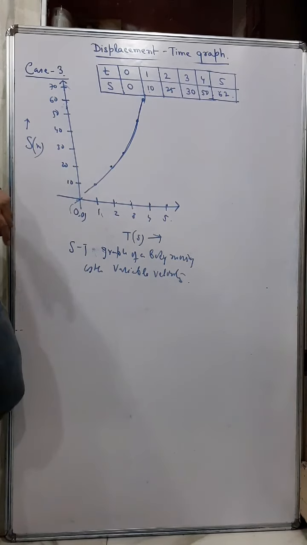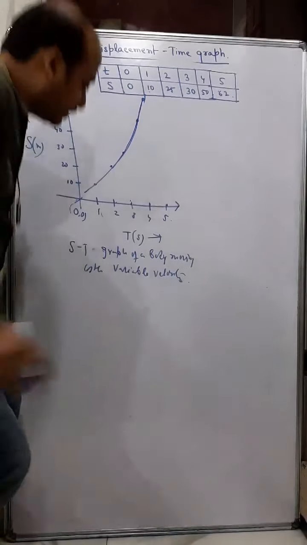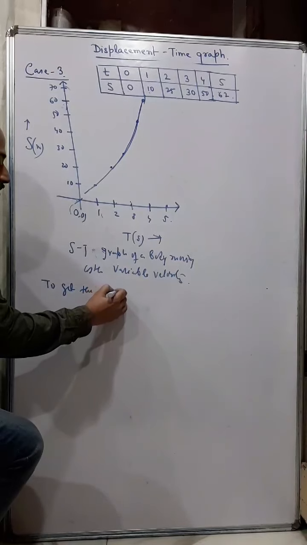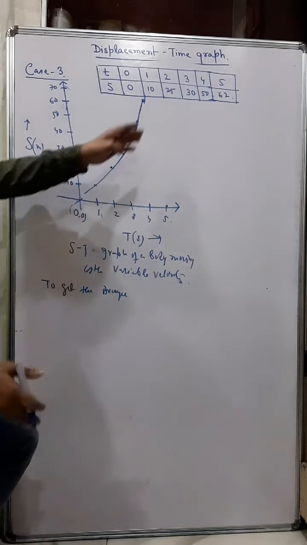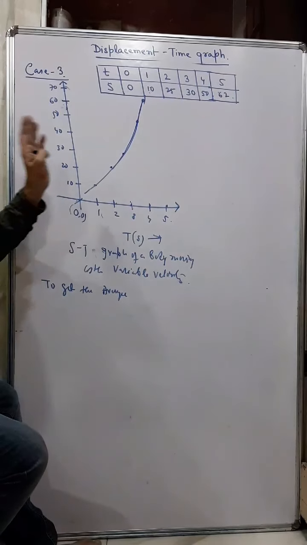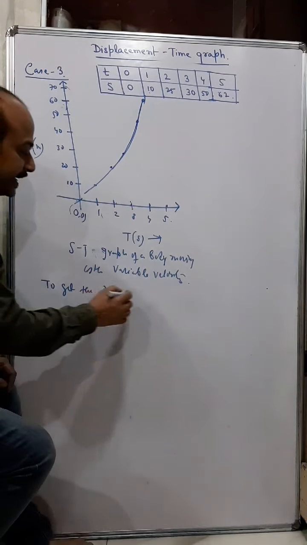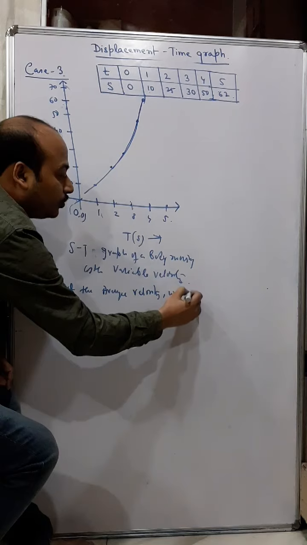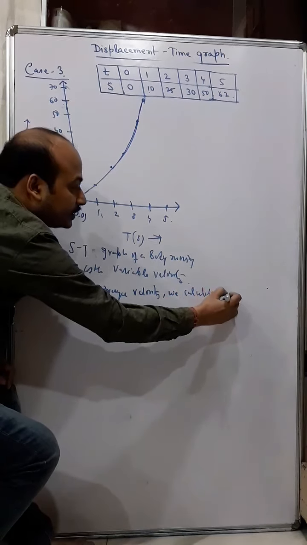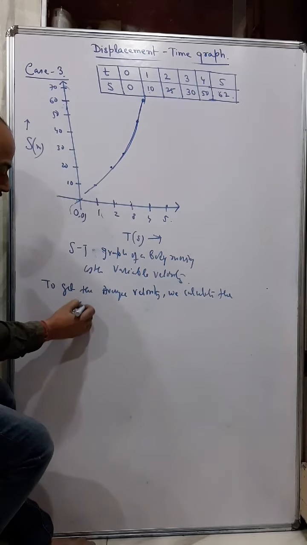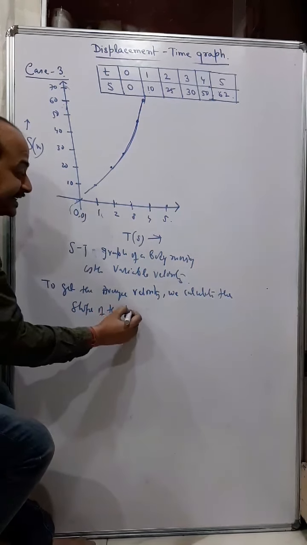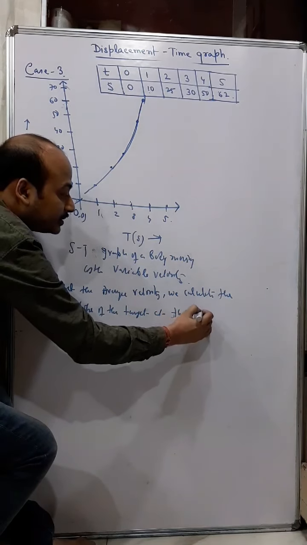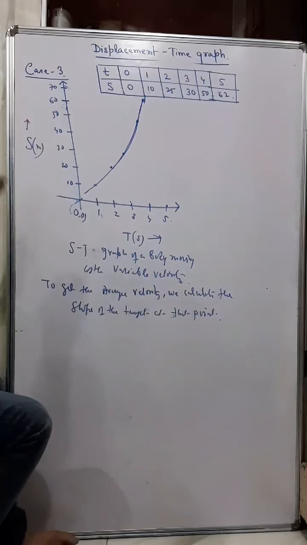And therefore, to get the average velocity, here since the velocity is not uniform, we can't get a constant velocity, but we can calculate the average velocity. We calculate the slope of the tangent at the point. At that point means whichever point they have asked you the velocity.